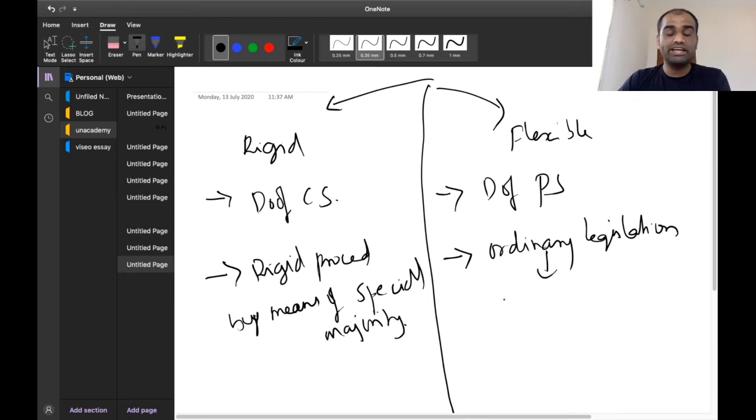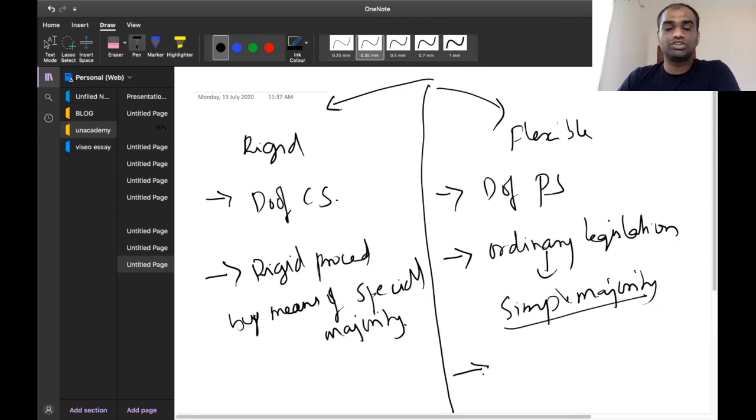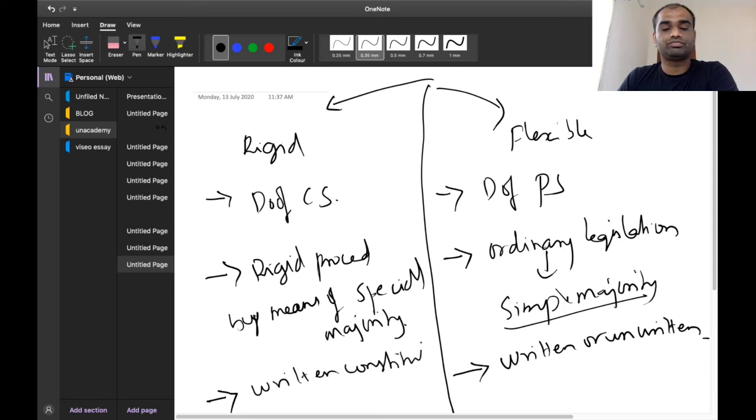But for amending a flexible constitution, it can be done by passing an ordinary legislation itself, by means of simple majority. And a flexible constitution can either be written or unwritten. But a rigid constitution has to be a written constitution. Okay. So this is one type of classification: rigid constitution as well as flexible constitution.